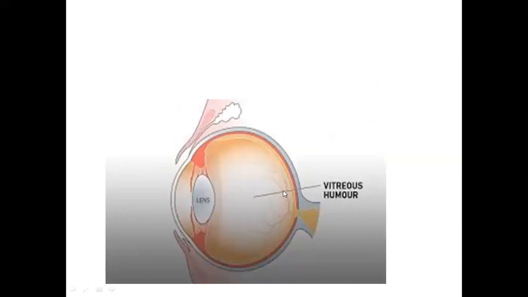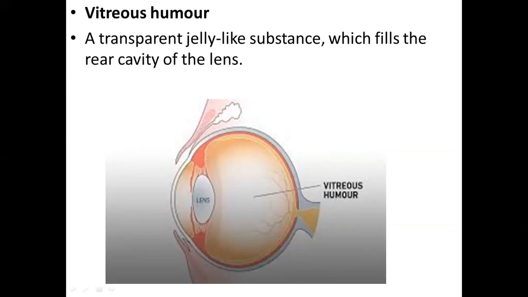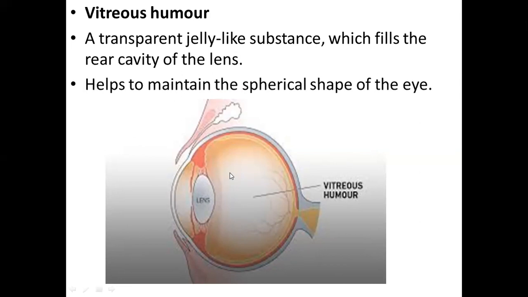Vitreous humor is in between the lens and the back part of the eye. A jelly-like substance is here. That is called the vitreous humor. The transparent jelly-like substance which fills the rear cavity of the lens is called the vitreous humor. It helps to maintain the spherical shape of the eye.